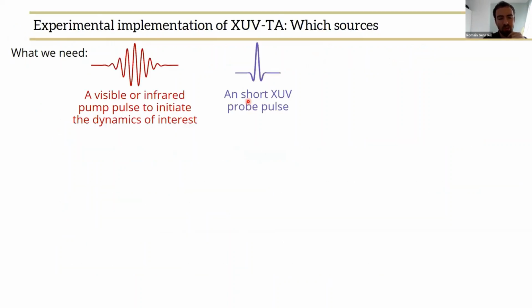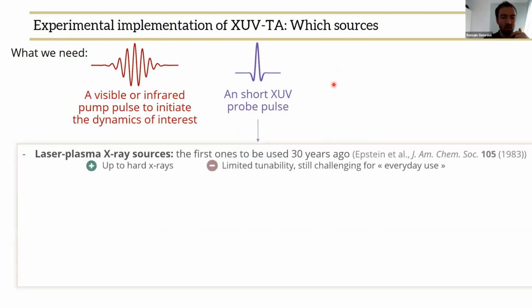So what we need is pretty simple. We need a pump pulse that's in the visible and infrared usually, and then we need a short XUV probe pulse to measure the absorption. And actually, if you look at history, the first experiment of this kind was a very long time ago. It was 30 years ago.